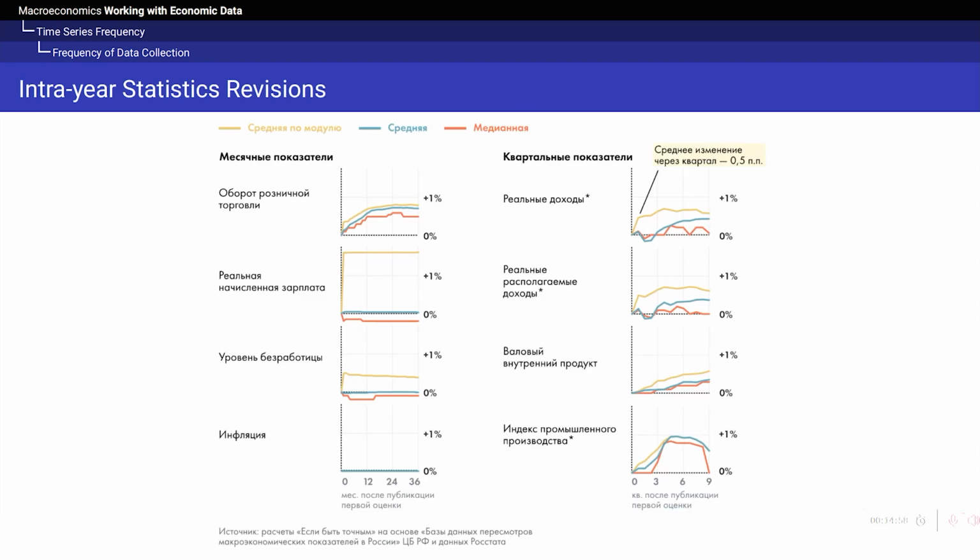This slide demonstrates the extent of revisions for other important macroeconomic variables in Russia, which are monthly or quarterly. Retail trade figures, for example, are revised upwards by almost 1% after the publication. Real wage, on average, stays the same, although the median and the absolute revision are non-zero. Inflation, on the other hand, is never revised.